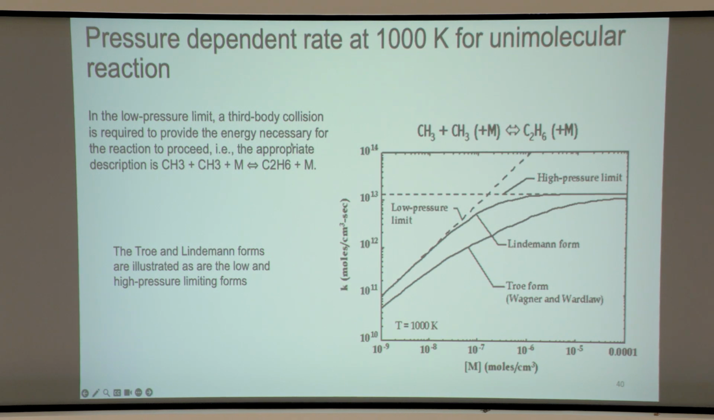So in the low pressure limit, the third body collision is required to provide the energy for this reaction. As you go to high pressure, there are enough third bodies or enough colliders around which allow the rate to accelerate and be fast. So you kind of have two limits of this rate, one at the low pressure and one at the high pressure. Give me the laser pointer here. So you have a low pressure limit and you have a high pressure limit.